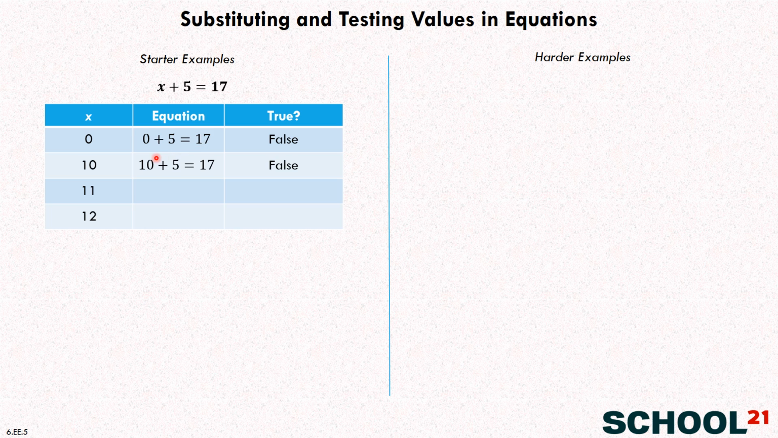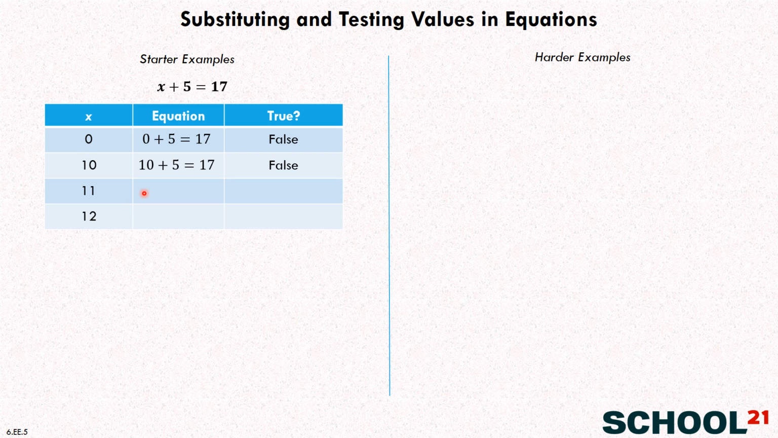So 0 plus 5 is 5. That does not equal 17, so I'll write false there. Does that make sense? Yeah. Okay. Now this one, I tried the value 10. 10 plus 5 equals 17. Does 10 plus 5 equal 17? No. That's also false, right? Mm-hmm. Okay, good.